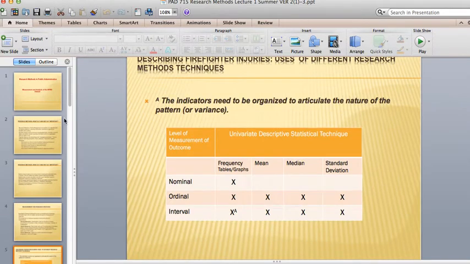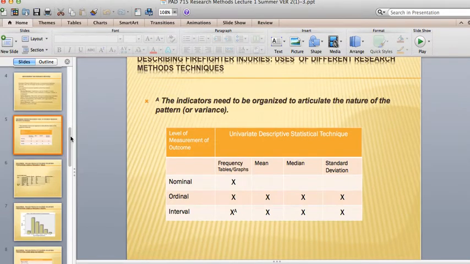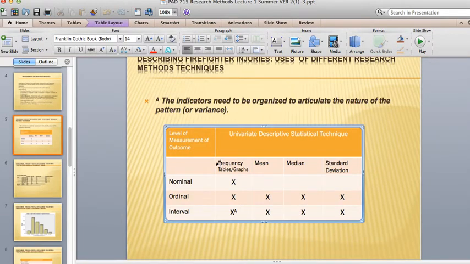One of the key things that I noted in our discussion on Thursday night is that the choice of a research methods technique is dependent on how your management problem is measured. So if your management problem is measured just at the nominal level, the research methods approach that you're going to use is a frequency table. And I technically haven't defined it yet.